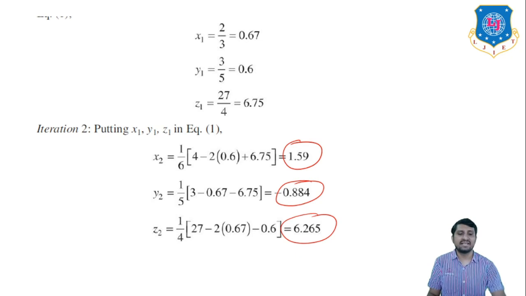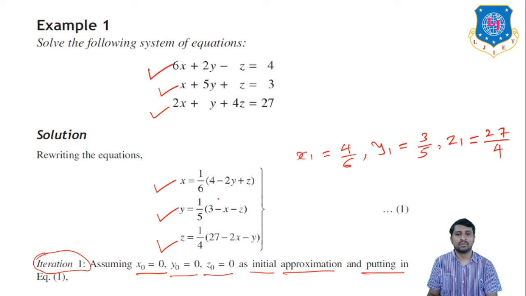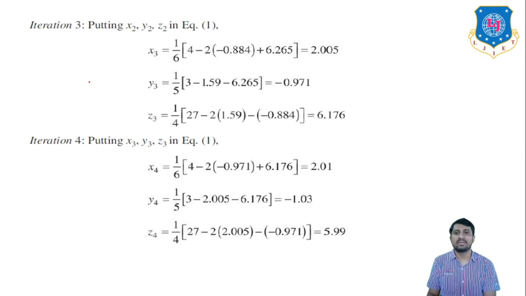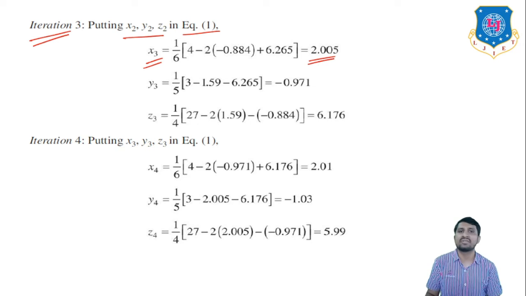Now put these three values in equation number 1, instead of x, y, z on the right-hand side. That is your third approximation, third iteration. So putting x2, y2, z2 in equation number 1: x3 is equal to (4 minus 2 times minus 0.884 plus 6.265) divided by 6. So that is equal to 2.005.